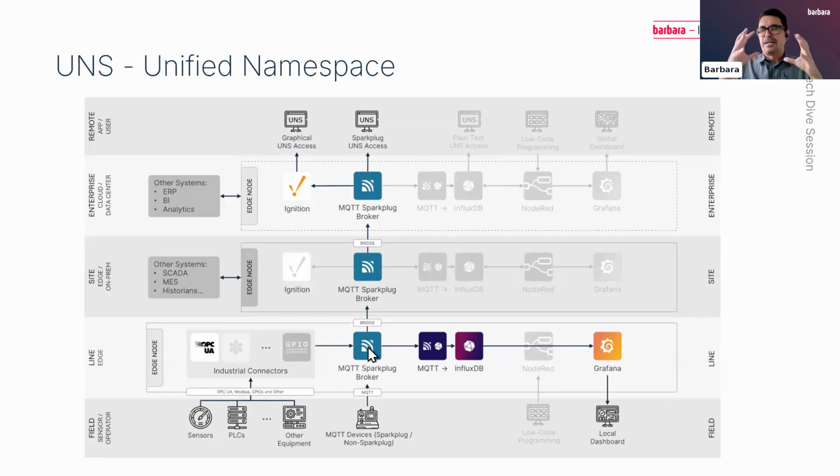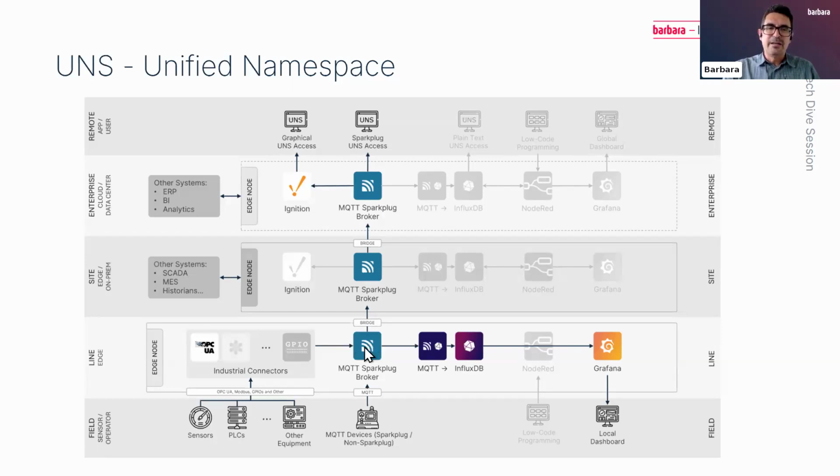It is just the same broker I showed you before, but in this case, it also translates this way of publishing things into the MQTT broker. It uses the Sparkplug format. The Sparkplug format is just a way of publishing information in the broker in a standard way. This way we will be not only unifying the naming, but also standardizing the information at this level.